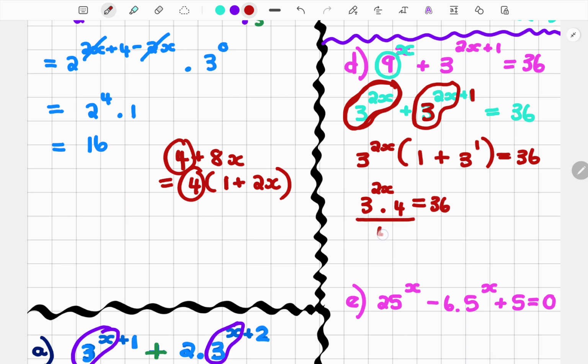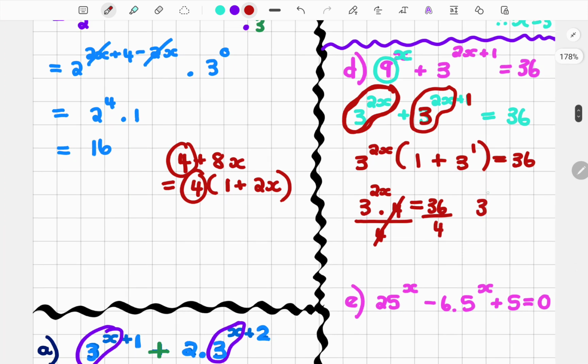Now can we divide away with that 4 on each side? And then you get 3 to the power 2x is equal to 9. I want to make sure, 36 divided by 4 is 9, which will become 3 to the power of 2. And now you drop it like it's hot. So 2x is 2. Thus, divide by 2 on each side, x is 1.